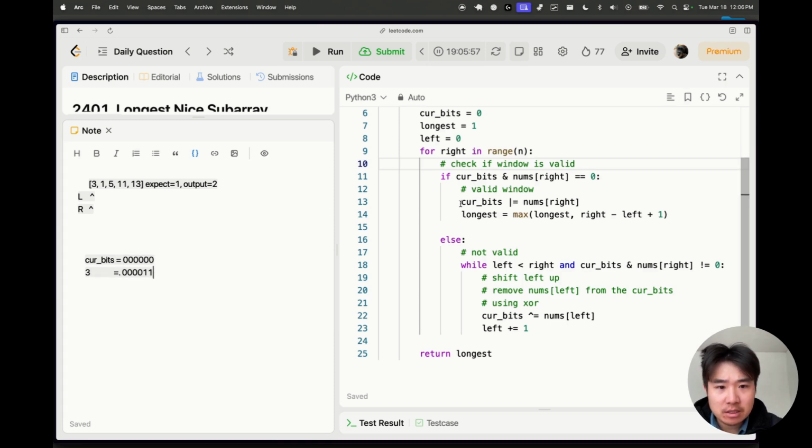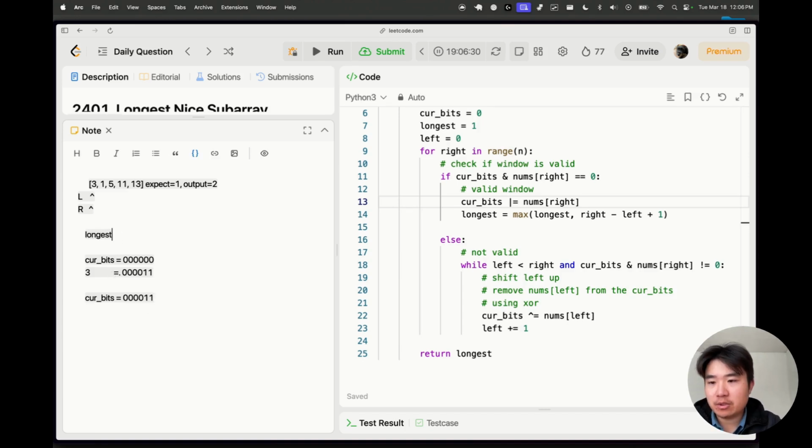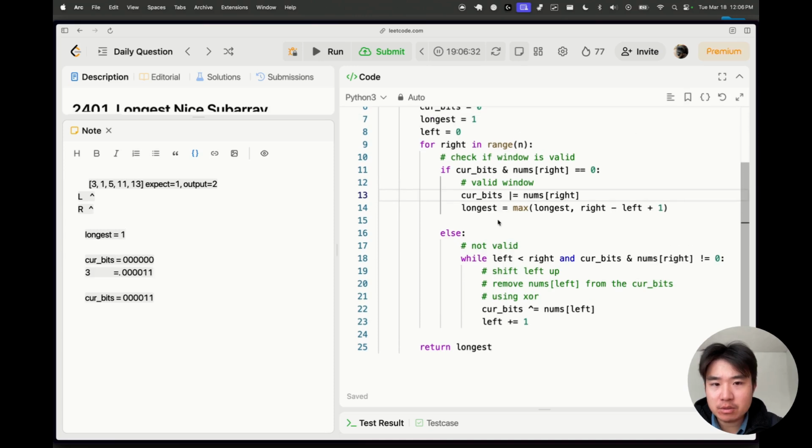Then it's valid. Cur bits or equals nums. So now my cur bits is just going to be 1, 1, like right there. Longest is going to be 0 minus 0 plus 1. So longest is just going to be 1. And I'll just keep longest at 1. Okay. Now it's going to move to the next one.